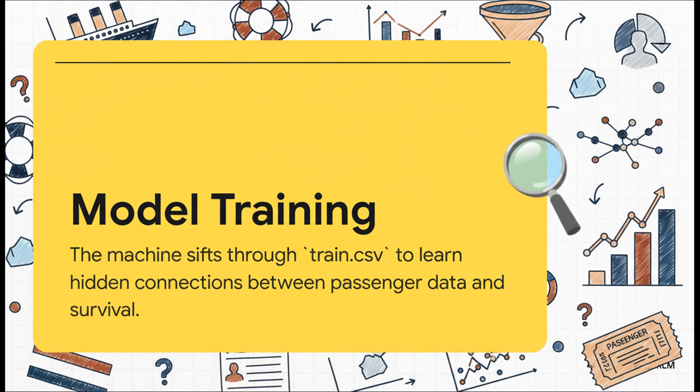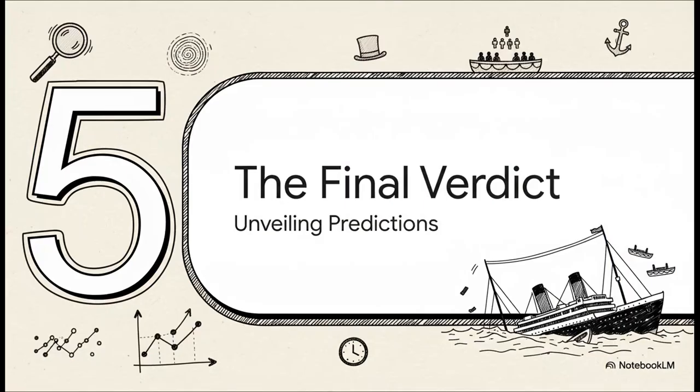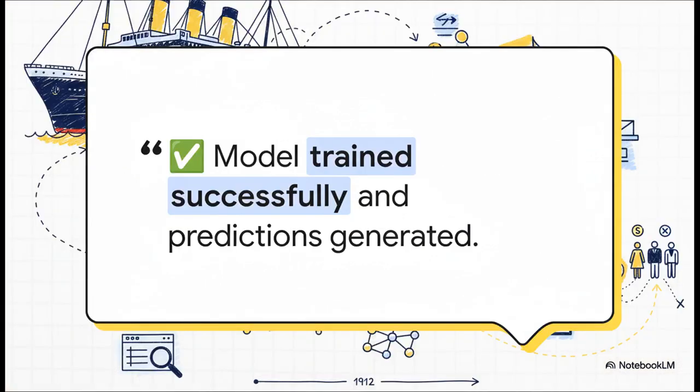It's figuring out things like, it looks like when passenger class was 1 and their sex was 1, or female, the survival outcome was really, really high. It is literally teaching itself the patterns of survival from the raw data. Okay, the training is done. Our detective has studied the past and has learned the patterns. Now it's the moment of truth, the final verdict. The model gets that test CSV file, the unsolved cases, and is asked to predict the fate of every single one of those passengers. And there it is, success.